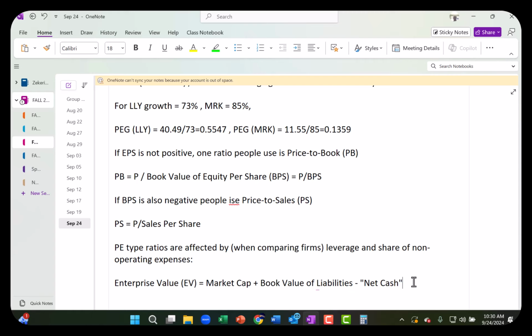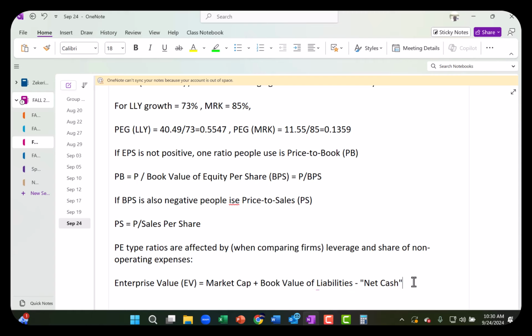This definition of cash for the purposes of analysis sometimes is different. Some people use just cash and cash equivalents. Whatever you have in the banks and in your vaults. Some people add short-term investments to that. When I do this for analysis, I use net cash, which is cash equivalents plus short-term investments plus accounts receivable minus current liabilities.